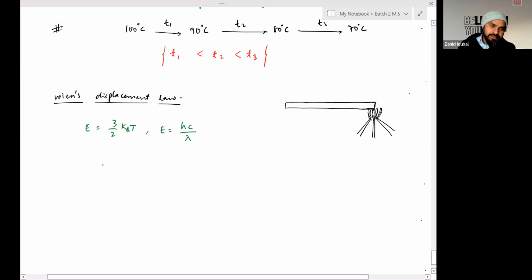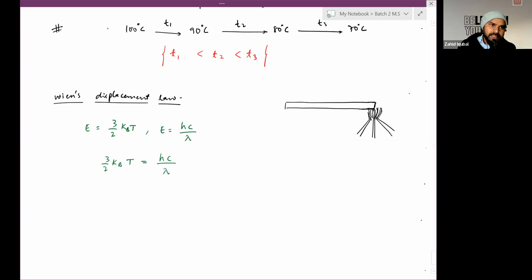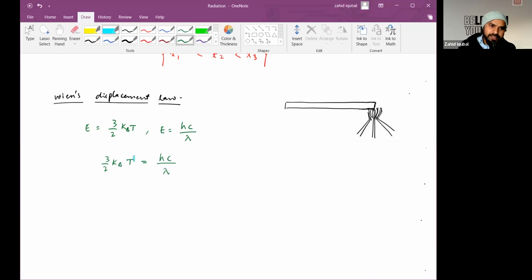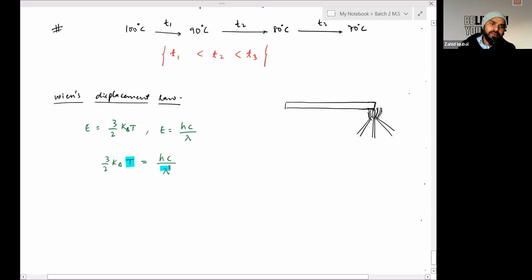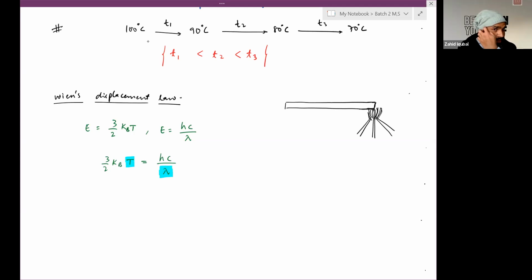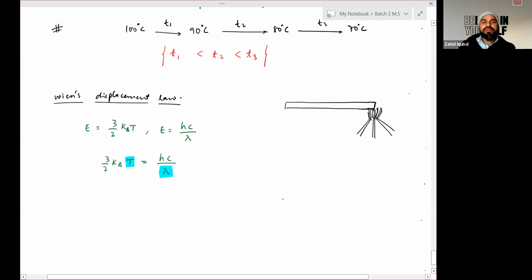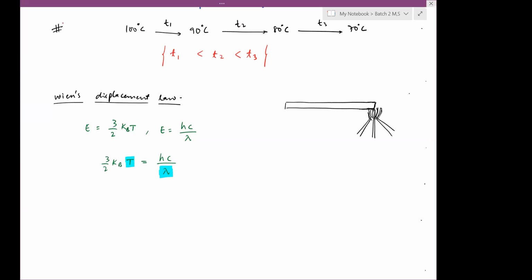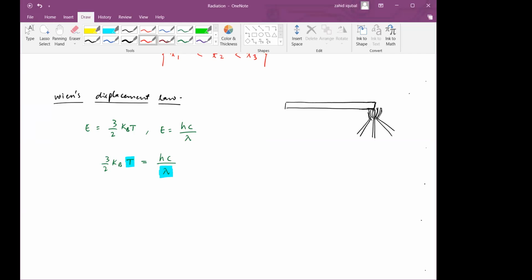So equate these two terms. 3/2 kBT, the thermal energy, is converted into the energy of a photon, hc by lambda. Now the rest of the things are constant, only temperature and wavelength are variable. So using this relation, are temperature and wavelength directly proportional or inversely proportional? Inversely proportional. Good.